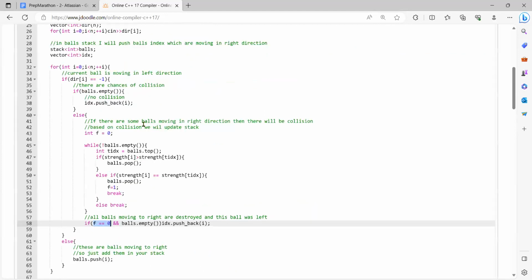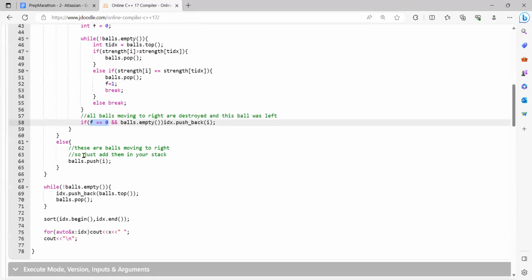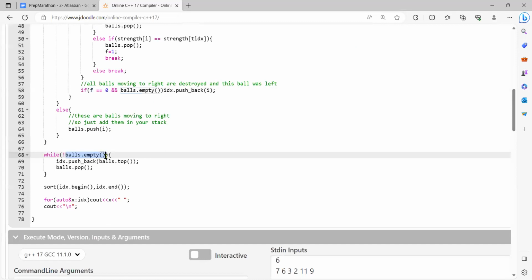Okay, after this, what do we have to do? After this, there might be some indexes left in my stack. Those are indexes of balls which are moving right, and either they have destroyed all the balls moving left, or there is no ball left for collision. So I need to take these balls also. I'll take their indexes and remove them from my stack to get the other indexes. After this, I have to sort this. The reason I'm sorting is because we want the indexes in increasing order. To get that, we are doing this.